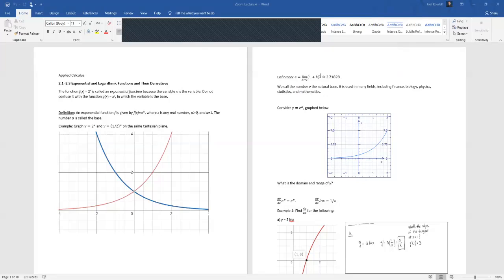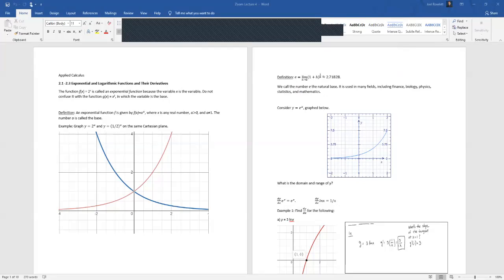This lecture is on sections 2.1 through 2.3, exponential and logarithmic functions and their derivatives. I'd like to start off by looking at a function, y is equal to 2 to the power of x.